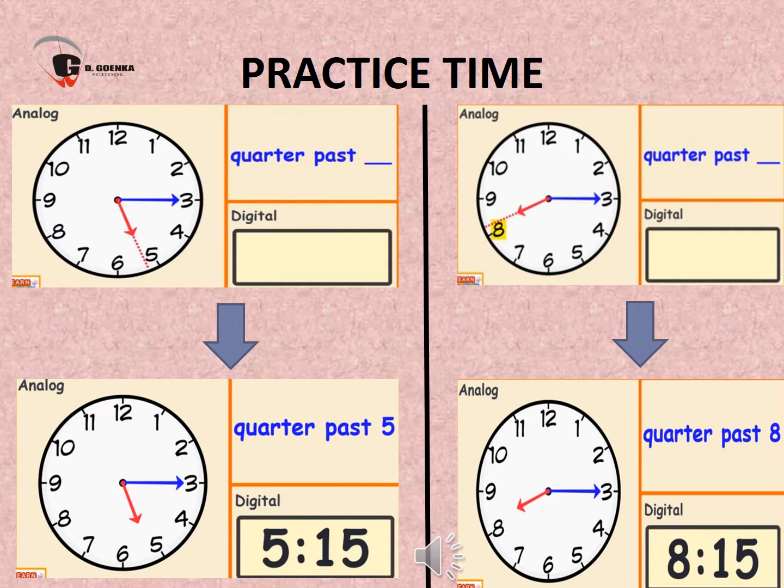Now let's move on to our second example. Here the minute hand is at 3 and the hour hand is just past number 8. So what is the time here, students? Yes, it's 8:15 because the hour hand just passed number 8 and the minute hand is at number 3. And when we see the digital clock, our time is 8:15.